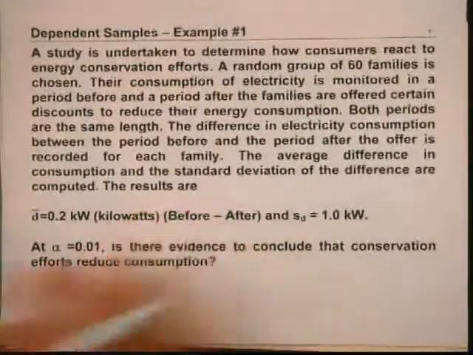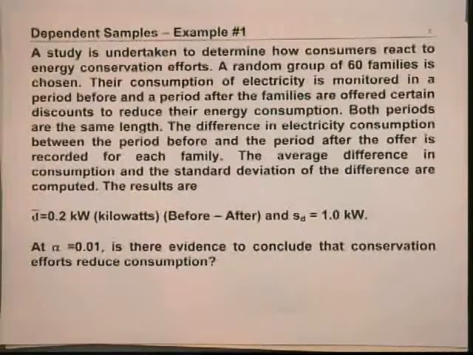A study is undertaken to determine how consumers react to energy conservation efforts. A random group of 60 families is chosen. Their consumption of electricity is monitored in a period before and a period after the families are offered certain discounts to reduce their energy consumption. Both periods are the same length. The difference in electricity consumption between the period before and the period after the offer is recorded for each family.